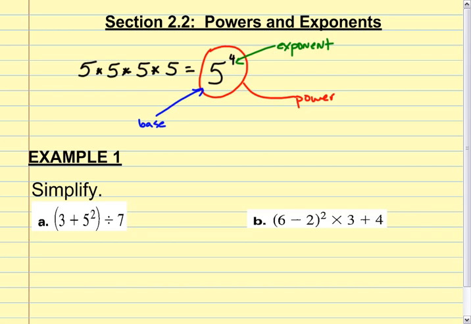All right? Okay. This whole thing in the red circle, this whole thing is called a power. Okay? The number and its exponent. The whole thing is a power. The blue arrow is pointing at the 5. That thing is called the base. That's what gets multiplied. The green arrow is pointing at the exponent. That's how many times we multiply it. We want 4 5s multiplied together. Okay? That's it. Is that easy enough?